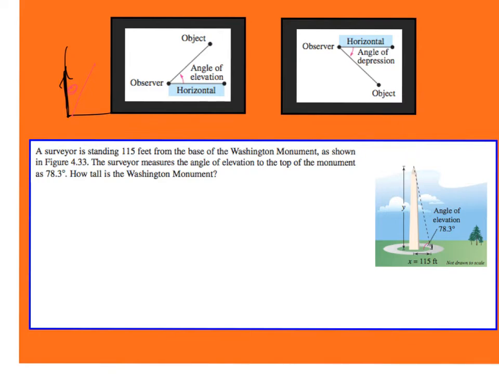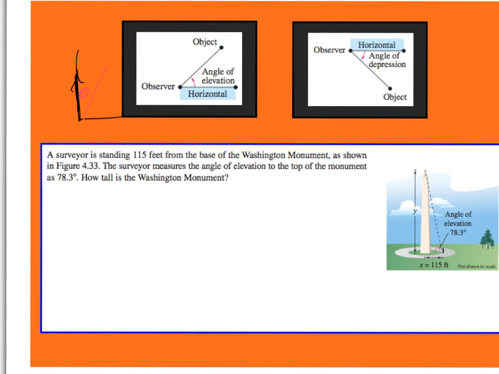All right. I need a reader that's been to DC before. Thank you, Elijah. A surveyor standing 115 feet from the base of the Washington Monument, as shown in figure 4.33. The surveyor measures the angle of elevation to the top of the monument at 78.3 degrees. How tall is the Washington Monument?